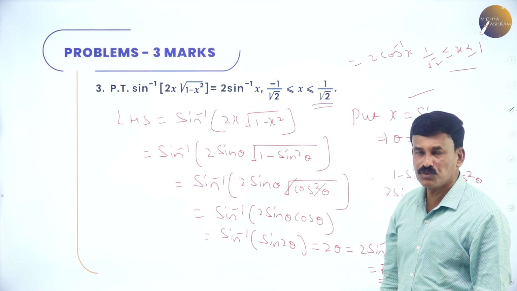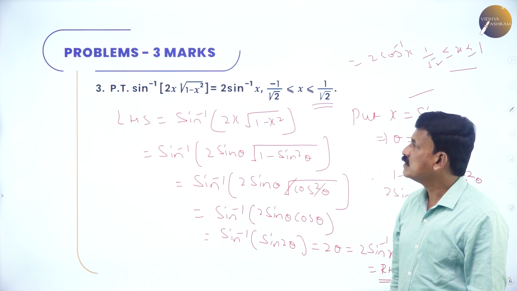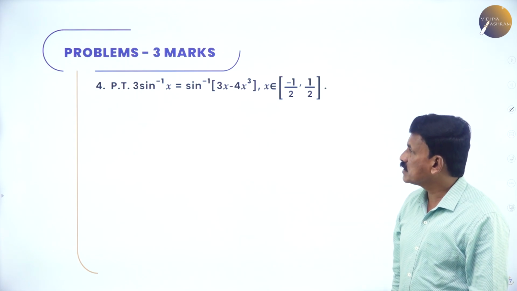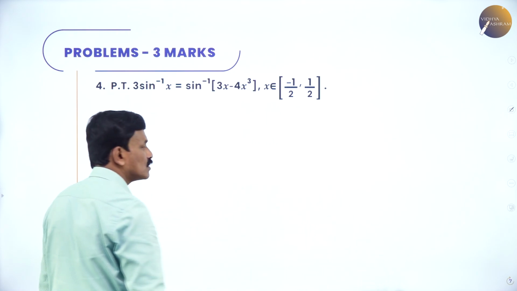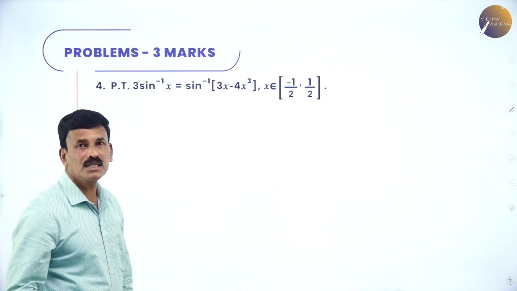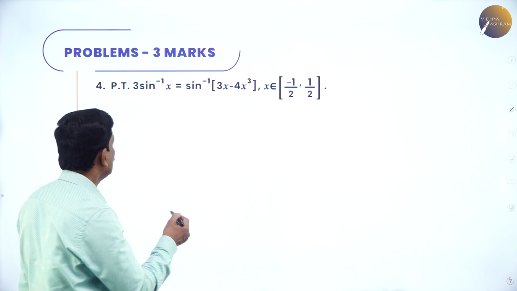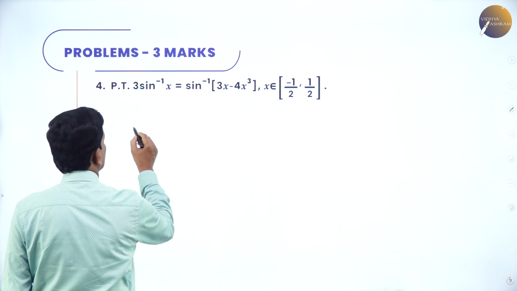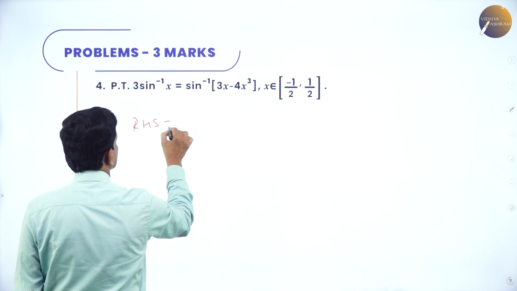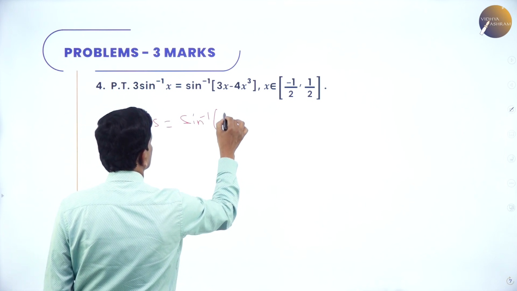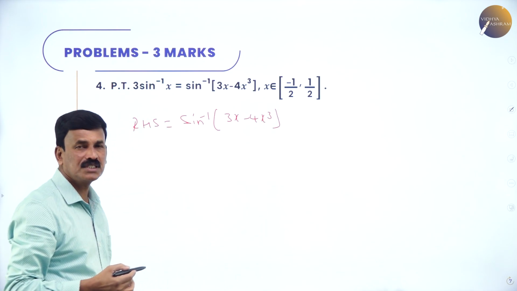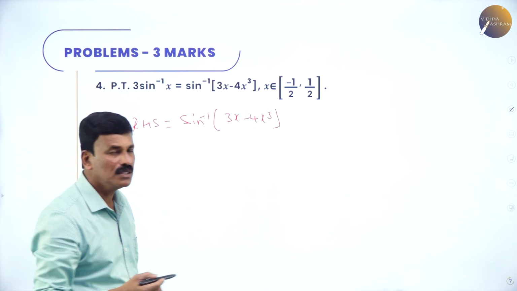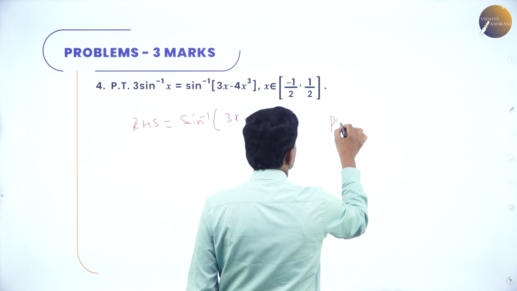Now move on to one more problem on multiple angles of 3A. So here also there are 3 problems. Let me take this one. Prove that 3 sin inverse of x is equal to sin inverse of 3x minus 4x cube. Now take LHS. Yes, first write down the RHS. Let us write RHS. RHS is sin inverse of 3x minus 4x cube. What is the given condition? x belongs to minus 1 by 2 comma plus 1 by 2. Now let us take the substitution.